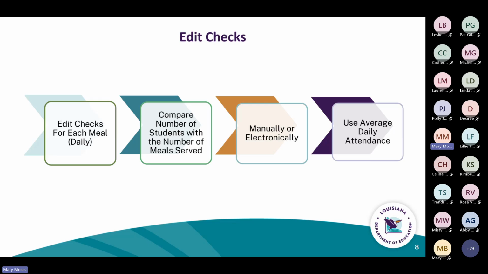Edit checks. Edit checks must be completed for each meal each day. The edit checks must compare the number of free, reduced, and paid students with the number served in each category to prevent errors in charging, recording, and consolidating meal counts prior to submitting a claim. Edit checks can be done manually or electronically.